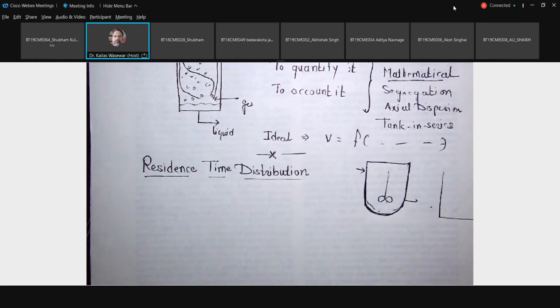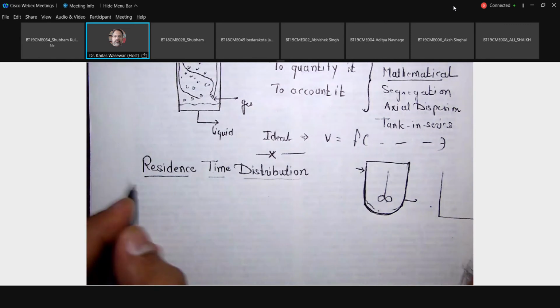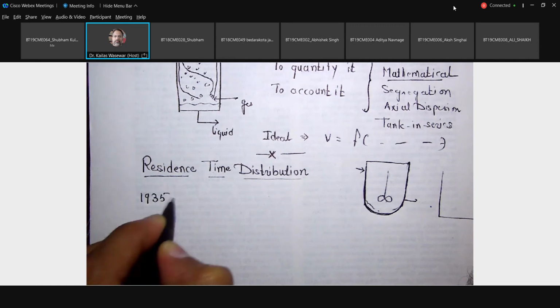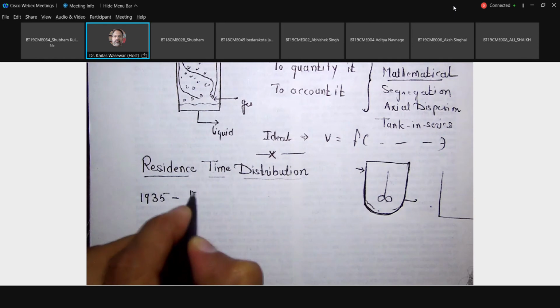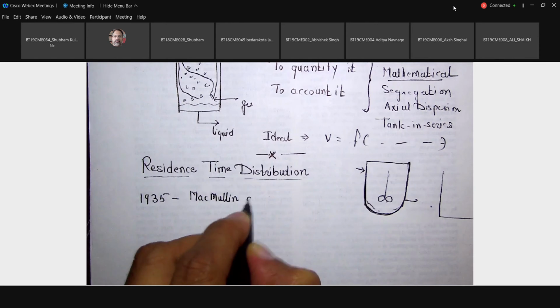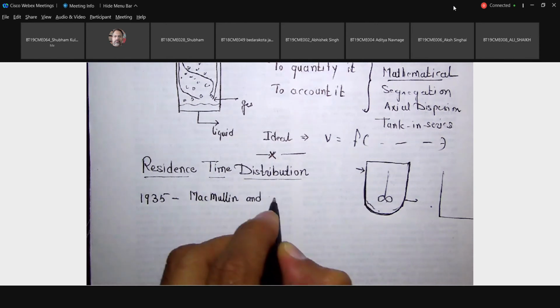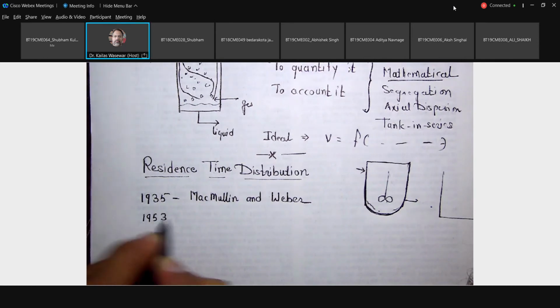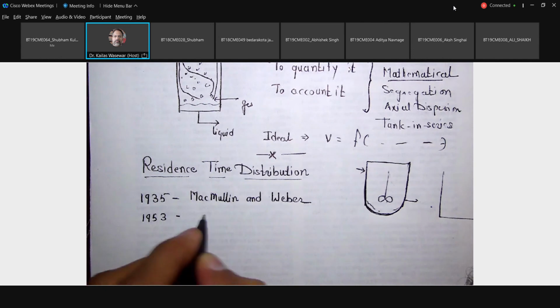Residence time distribution. The first work presented on residence time was by Macmillan and Weber in 1935. In one of their research papers, they put forward the idea of this residence time distribution. Later on, it was continued and more elaborated by Danckwerts, well known in mass transfer and this residence time distribution.